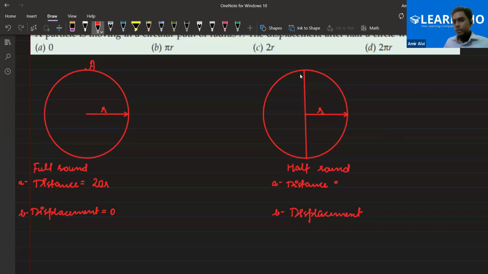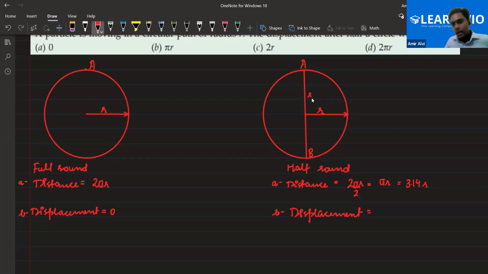Here you go. So as you can see, if I talk about the half circle, this is point B. It means that I'm covering only the half circumference of the circle. So that distance is going to be 2 pi r by 2. It means pi r. Okay? And if you talk about the displacement, if I write down the value of pi, that is 3.14.